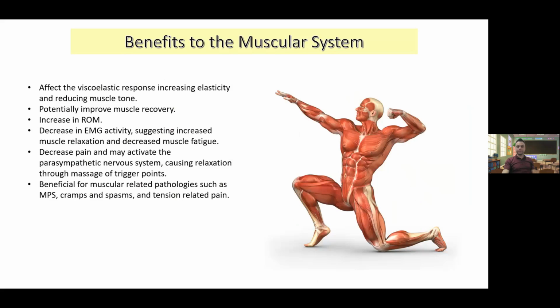The muscular system, right? The big one that we all look at because as massage therapists, we think we're muscle workers. In reality, we're actually nervous system workers, because nothing's going to change or respond in the body without the nervous system's say so. But anyways, taking a look at the muscular system, we can see that we affect the viscoelastic response, which then increases elasticity and reduces muscle tone. Viscoelastic response is the viscosity of the tissues and the cells and the elasticity around them as well. So both of those combined into one component, which muscles have those properties.